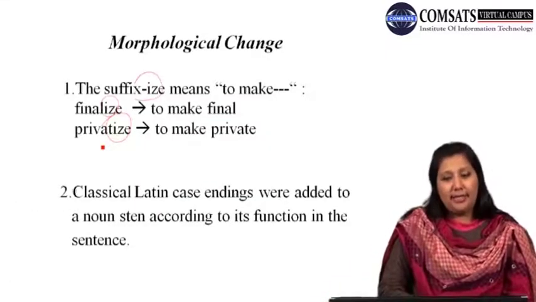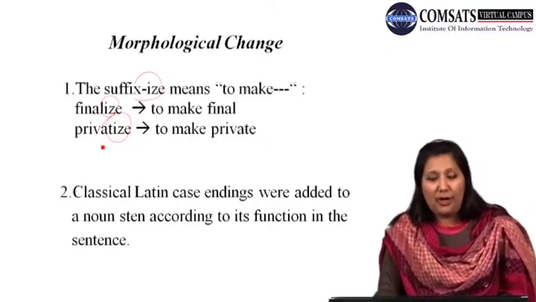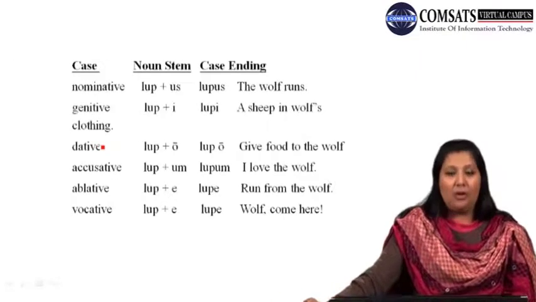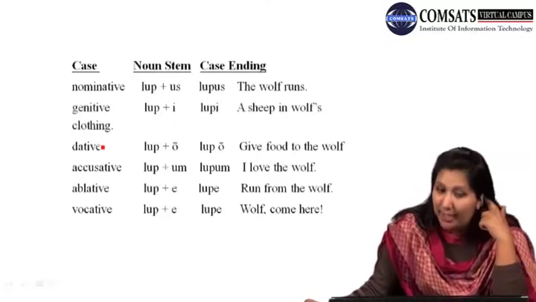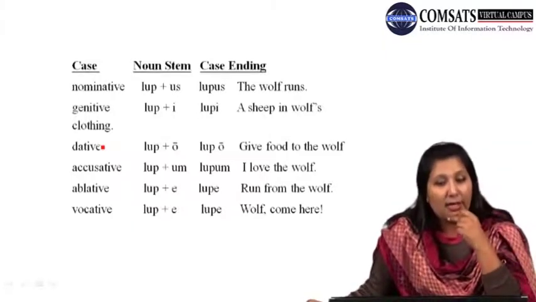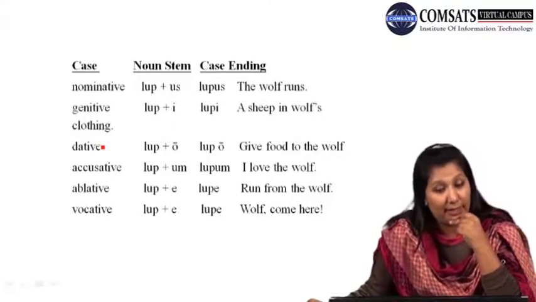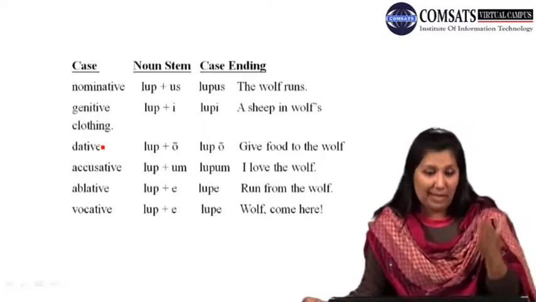In Classical Latin, endings were added to a noun stem according to its function in the sentence. Yes, there were some endings added to the words according to the functions they were performing. For example, look at the cases: nominative, genitive, dative, accusative, ablative and vocative. These are different types of cases found in nouns.